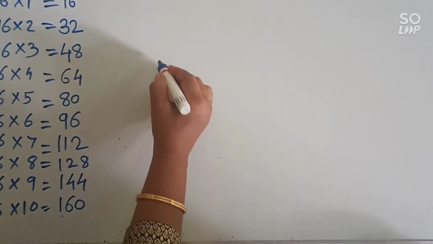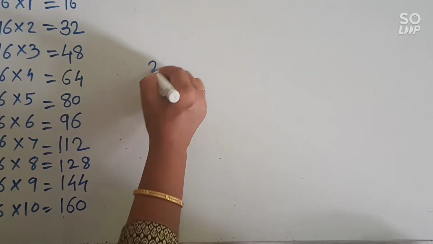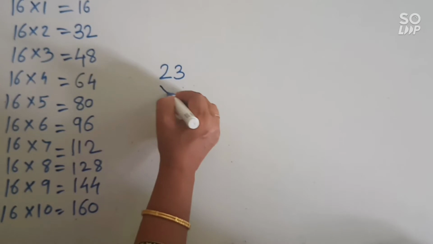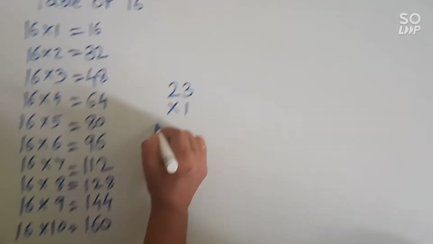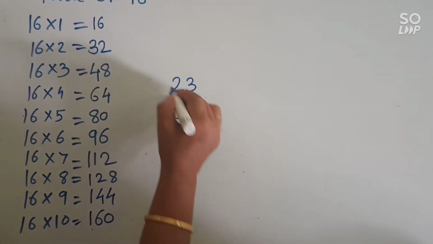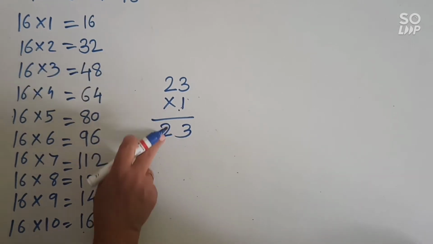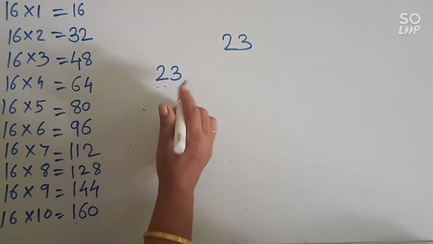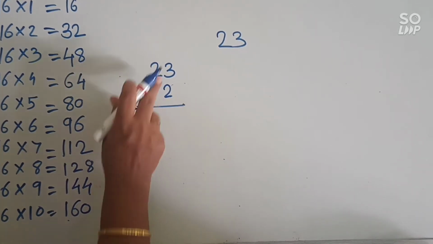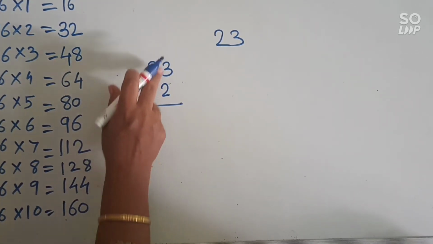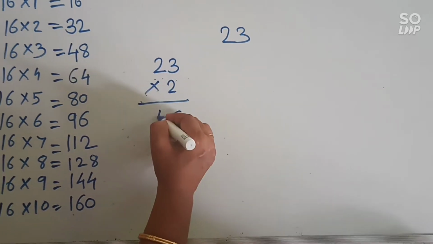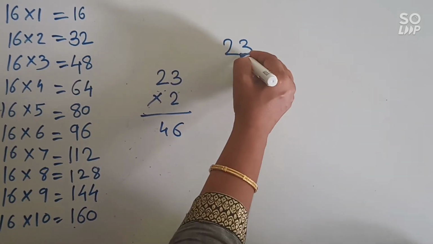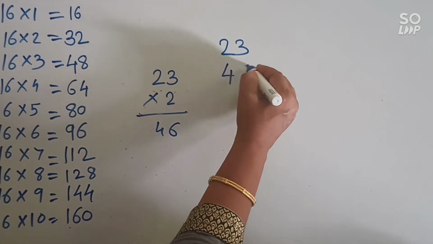Okay, like if you want to make a 23's table, then 23 ones are 1 three is 3, 1 two is 2, means 23 ones are 23. If 23 twos are, you have to multiply by 2, 2 threes are 6, 2 twos are 4, means 23 ones are 23, 23 twos are 46.